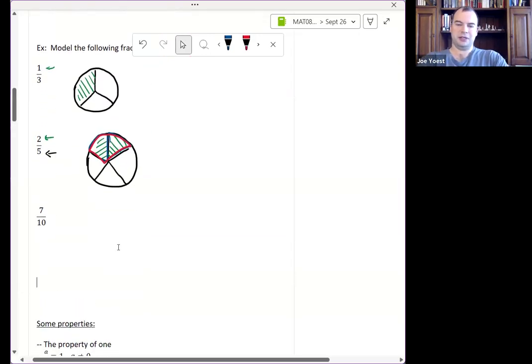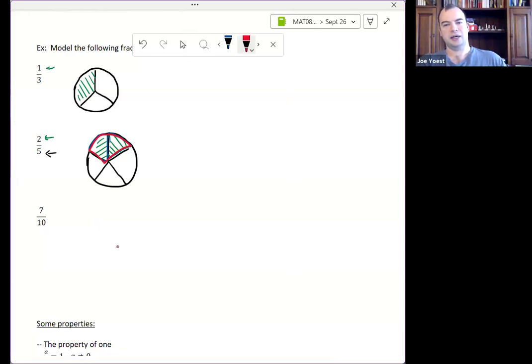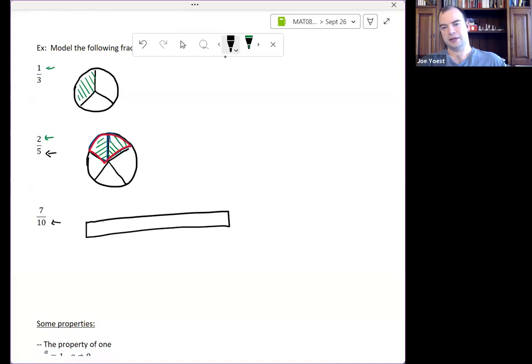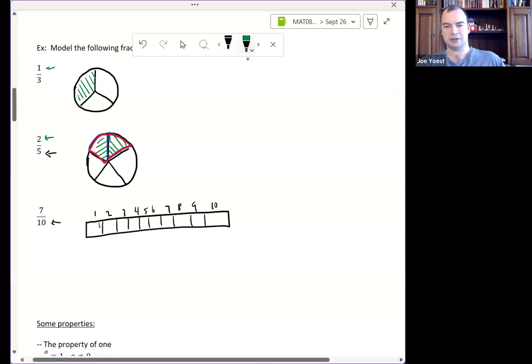If I have something like 7/10, again, I could draw a circle and use that as a model. That's perfectly fine. I could also use blocks. If I look at 10, I could just make a long rod of 10 blocks, roughly equal size. So this gives me 1, 2, 3, 4, 5, 6, 7, 8, 9, 10 blocks, and I would shade in 7 of them.